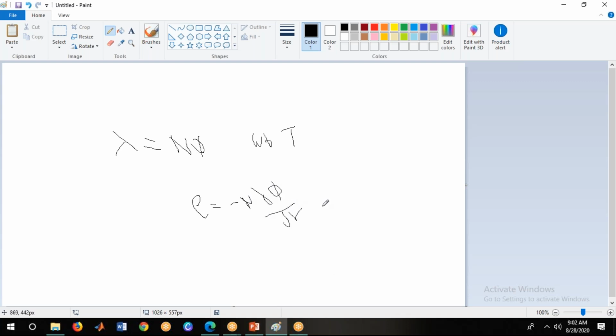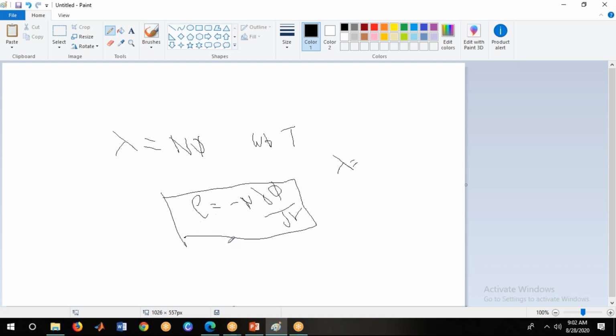So how did we get this equation, from which law? E is equal to minus N d phi by dt. How did we get this? From which law? Lenz's law. Right, Lenz's law. So here lambda is equal to N phi and it is nothing but flux linkages.